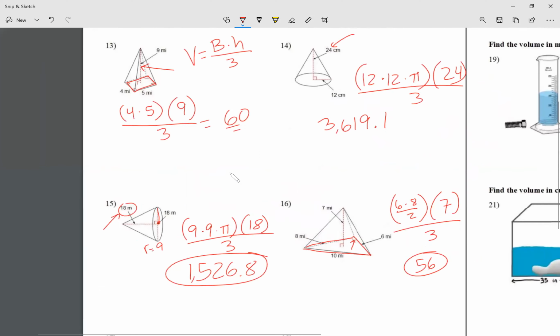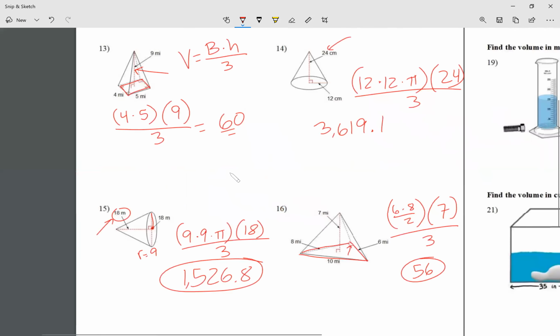Let's zoom out so you can see what we did today. Let me emphasize: for pyramids and cones, area of the base times the height divided by 3.